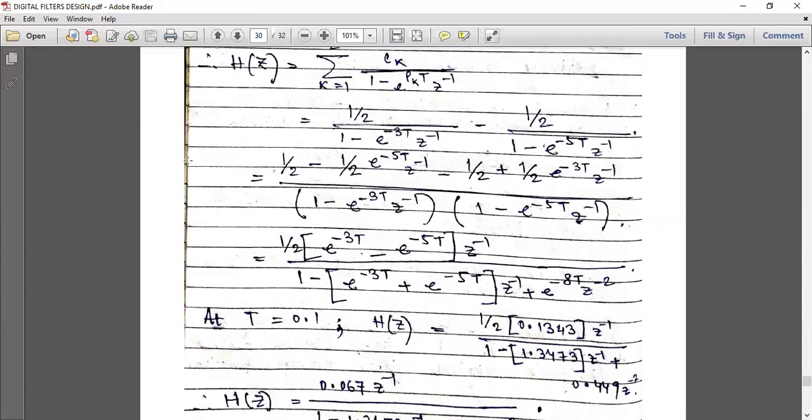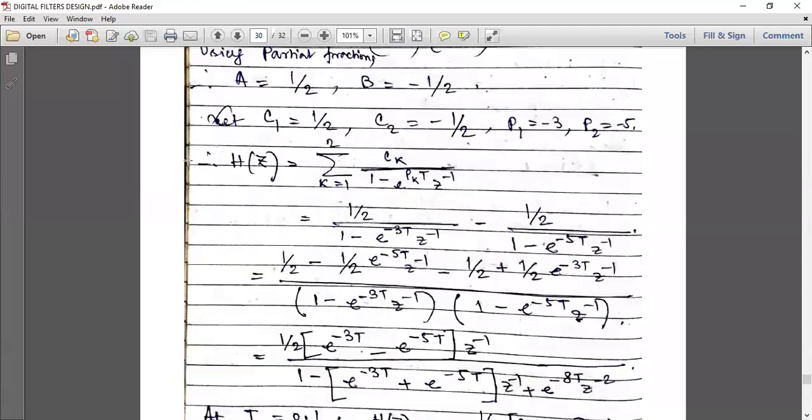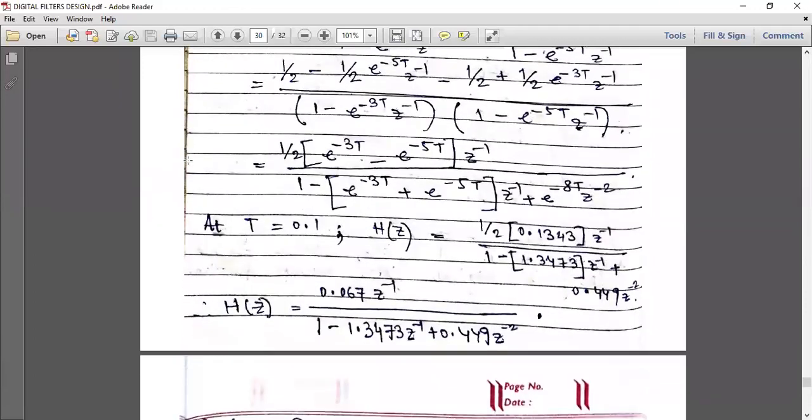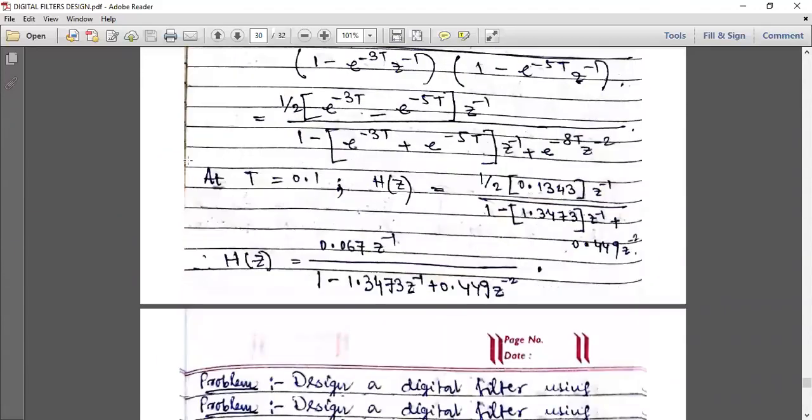Now, it is told that assume t equal to 0.1 seconds in the question, isn't it? So at t equal to 0.1, we replace the values of t as 0.1, and again you find Hz. So Hz comes as 0.067 z inverse divided by 1 minus 1.3473 z inverse plus 0.449 z to the power minus 2. So this is our Hz. Clear? So this is the problem. We have found out Hz.